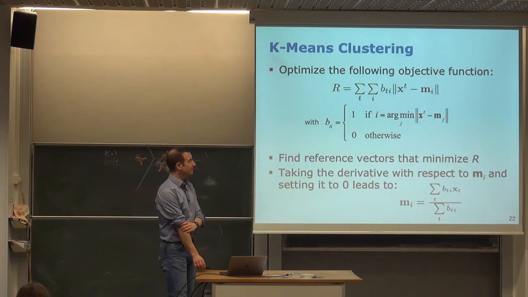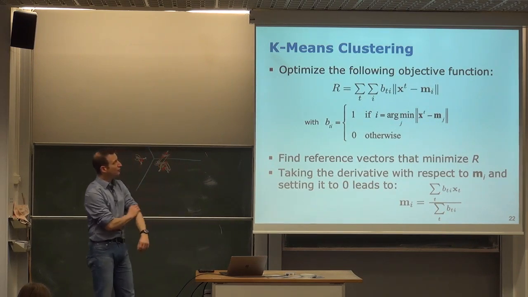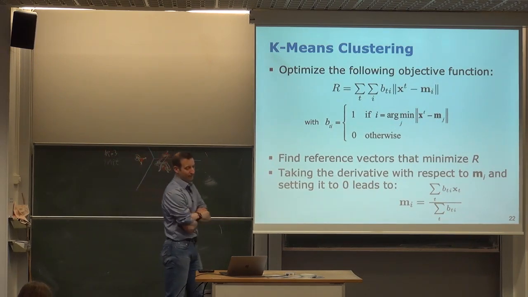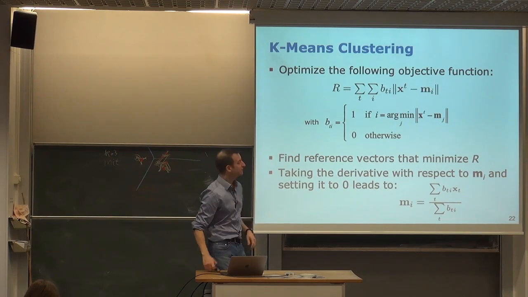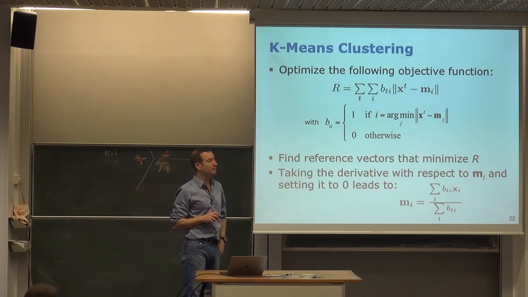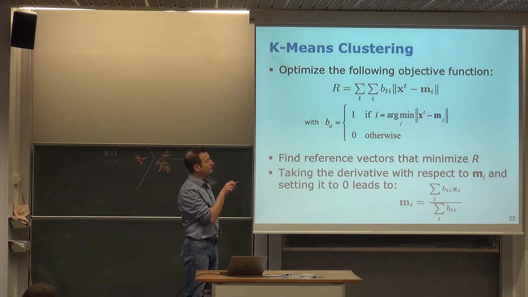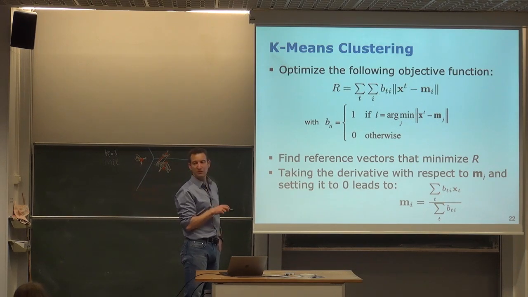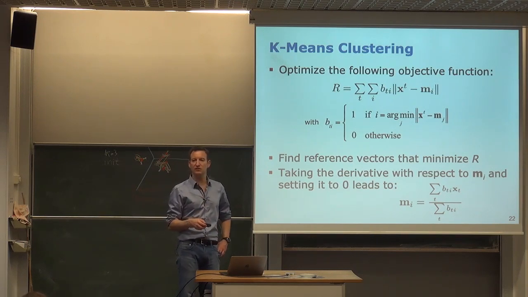Okay, and then I can also formulate this as an optimization problem, which has the following objective function, R, which is the sum over all data points, t, sum over all centroids, and then have an index variable b, to which I come in a second, and compute the Euclidean distance between the data point and the centroid. So if you don't take this b_t into account, or if b_t would always be 1, this would mean you're summing all distances of the data points to all centroids.